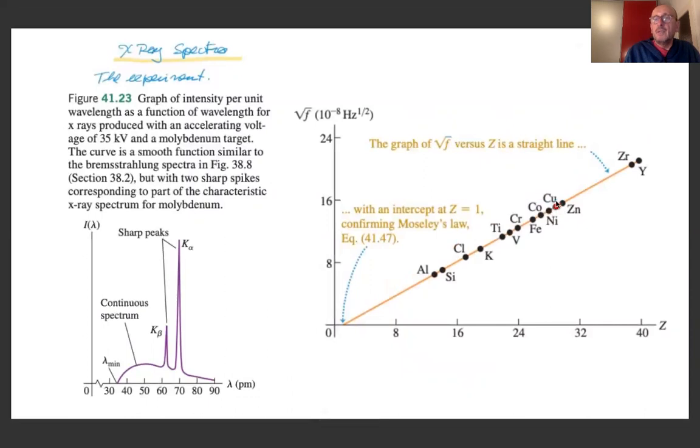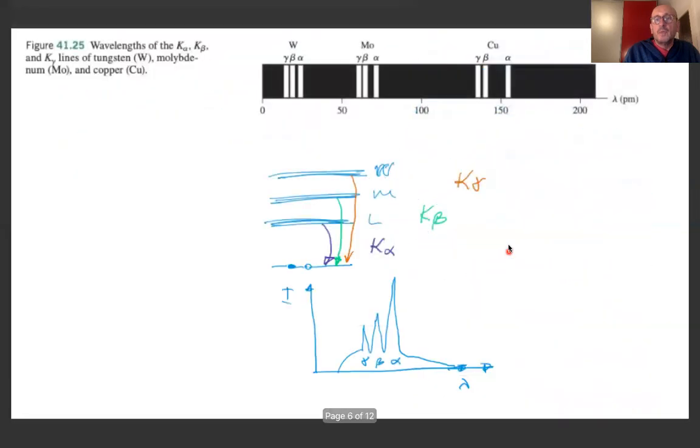So if we are here, this is a low number of Z, and these guys, molybdenum and tungsten, are up here. So essentially we are looking at K alpha, but each one of these lines, there's more than one line. That's the point. Okay, so the diagram, the intensity diagram, is similar to before.